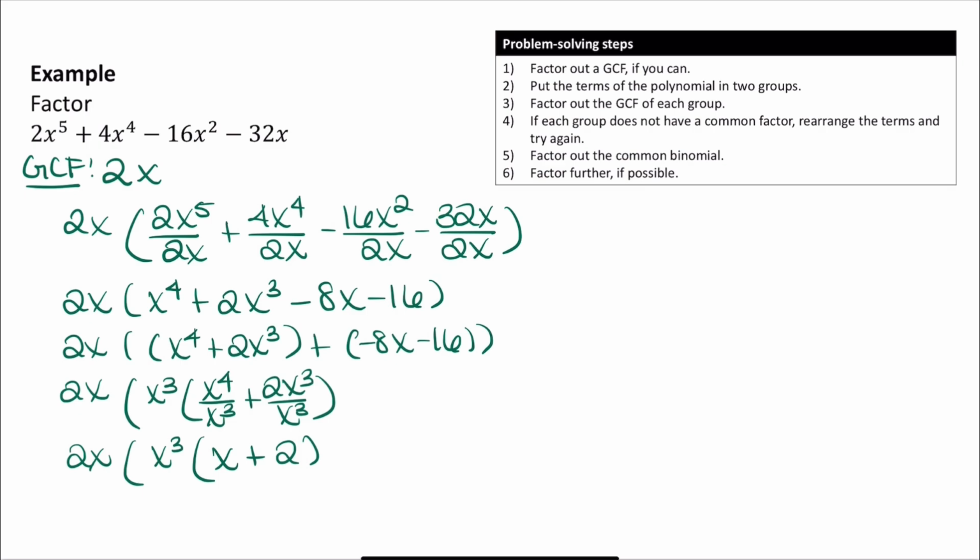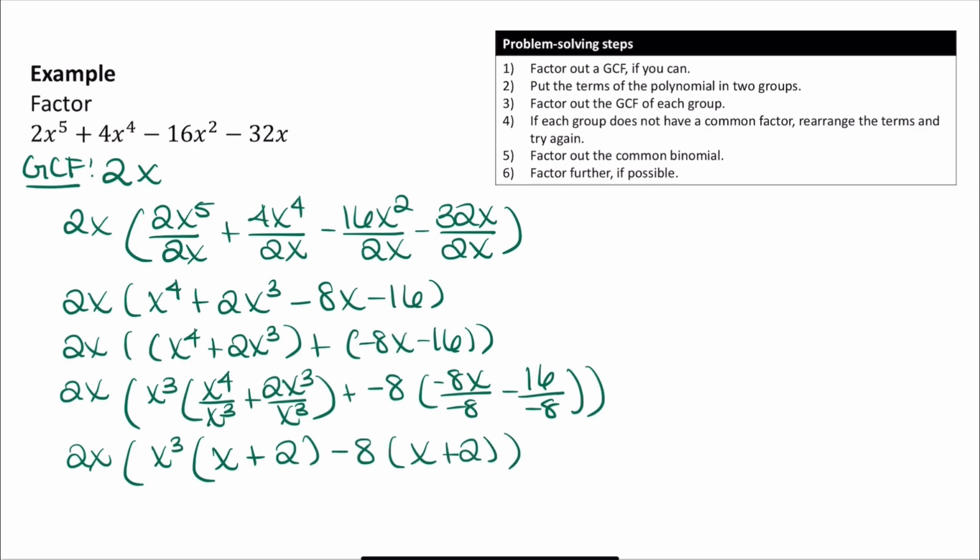So here I'm going to factor out an 8, but I'm going to go ahead and factor that negative along with it. So that's going to be negative 8, and then I'm just going to divide both of these terms by negative 8. So negative 8x over negative 8 is just going to be x. Minus 16 over negative 8 is going to be plus 2. Okay, so now I'm going to factor out that common binomial that you see, that x plus 2. So let's go ahead and do that. So we have 2x times x plus 2 times x cubed minus 8.